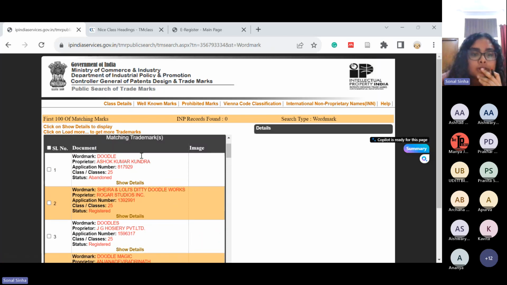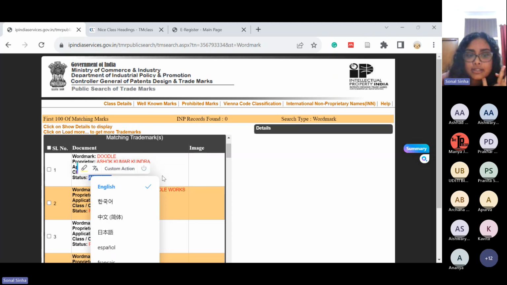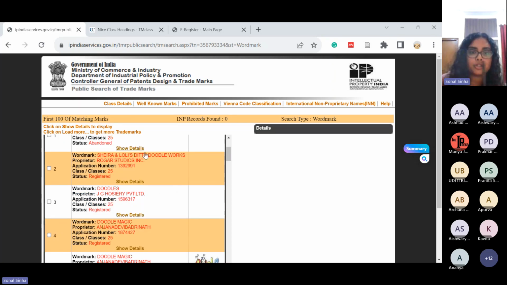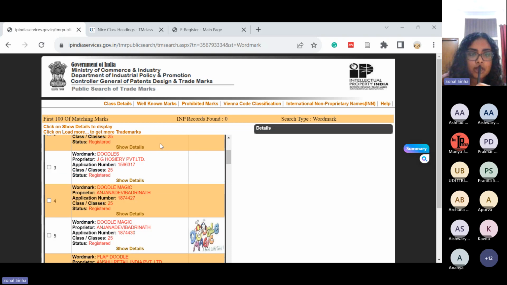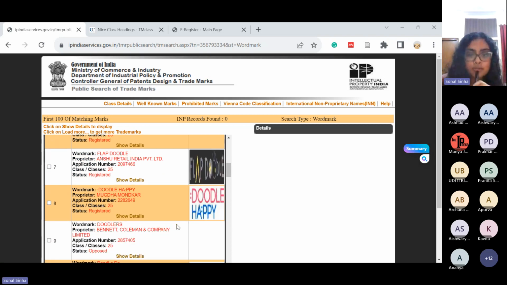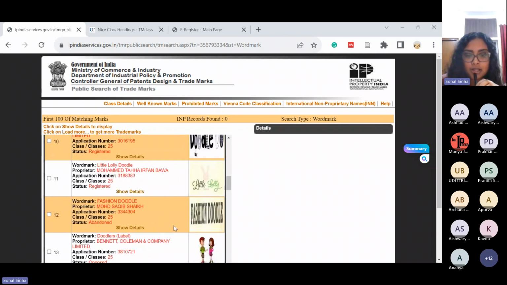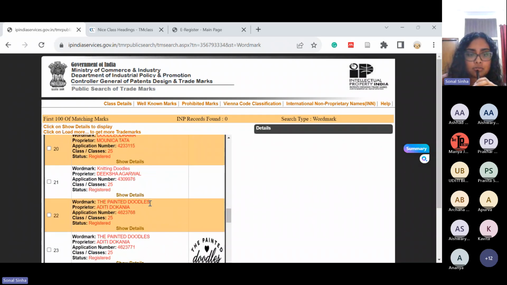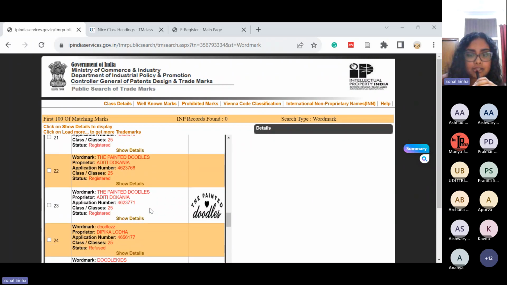Again, this would not be a problem because very clearly we can see that it's abandoned. So we don't need to be worried about it. But what we do need to worry about are these other marks: doodles, doodle magic, flap doodle, doodle happy. So this is like Noir, I think. And yeah, maybe we'll have to employ a lot of strategies. So over here itself, we can see.